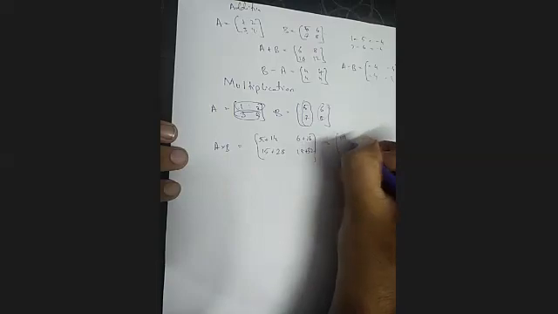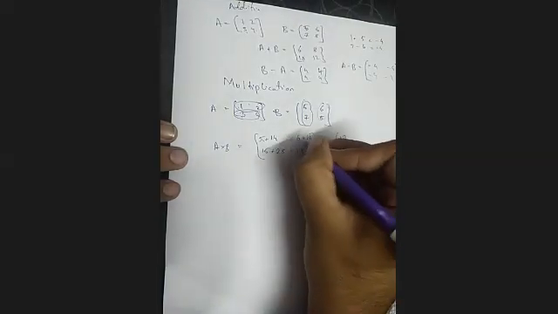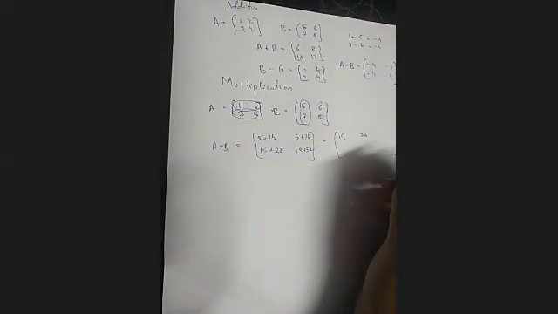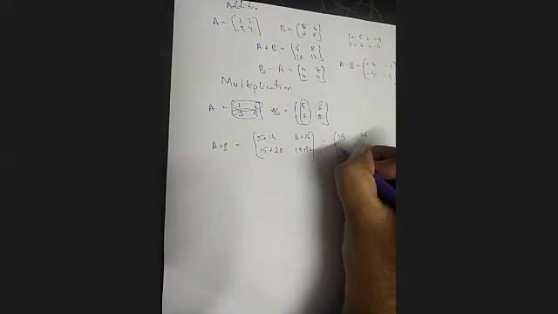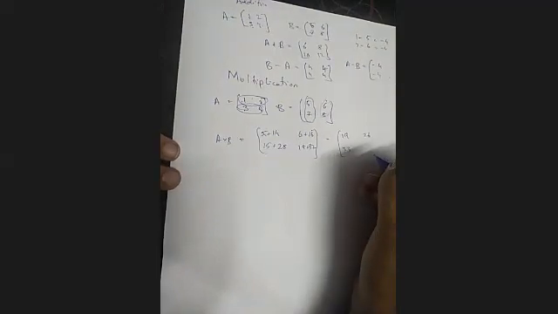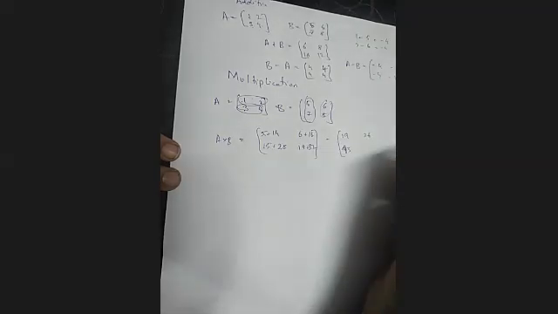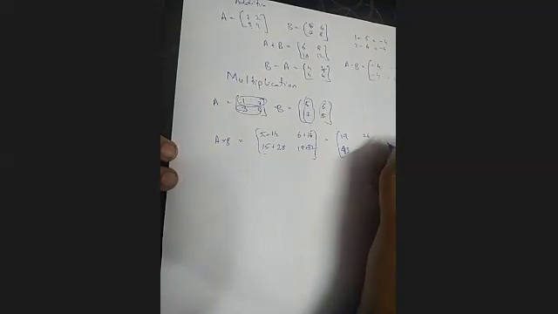14 plus 5 will be 19. 16 plus 6 will be 22. 28 plus 15 will be 43. 18 plus 32 will be 50.